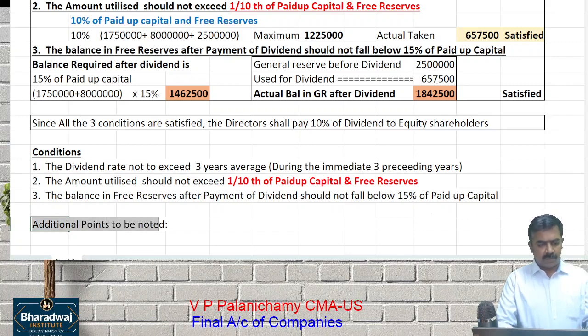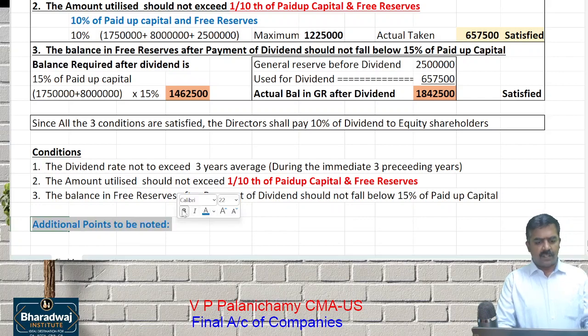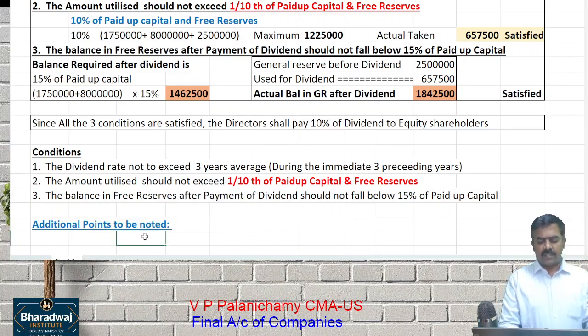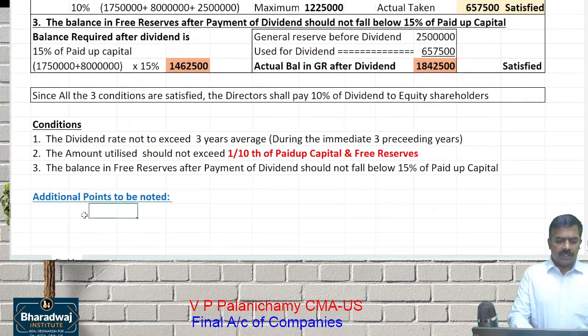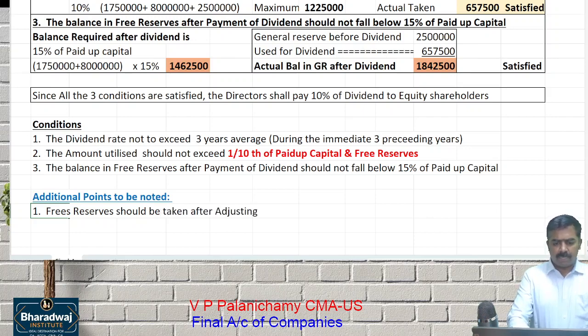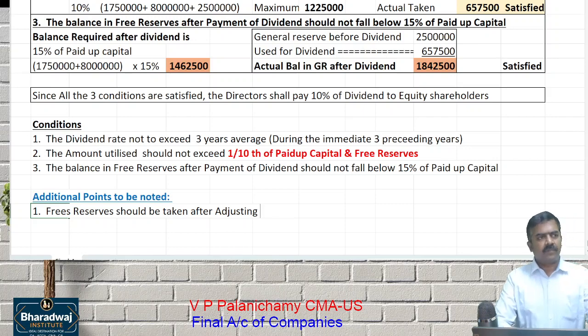Take up additional points to be noted. This is only for theoretical purpose, not for solving questions. Okay. Additional points to be noted. Free reserves should be taken after adjusting or setting off losses, if any. If there is a current year loss, you have to adjust that loss and take it.